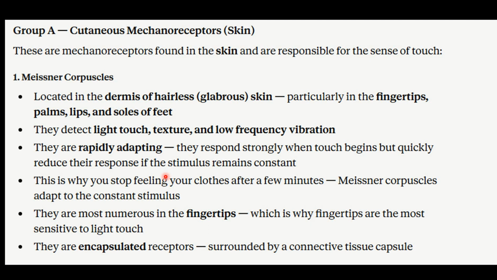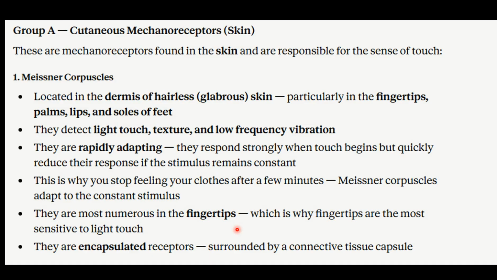That means they will respond strongly initially when touch begins, but quickly reduce their response if the stimulus remains constant. And that is why we stop feeling our clothes after a few minutes, right? When we wear clothes, after a few minutes we forget that touch, and that is because Meissner corpuscles adapt to the constant stimulus. Now they are most numerous in the fingertips, which is why fingertips are the most sensitive to light touch.